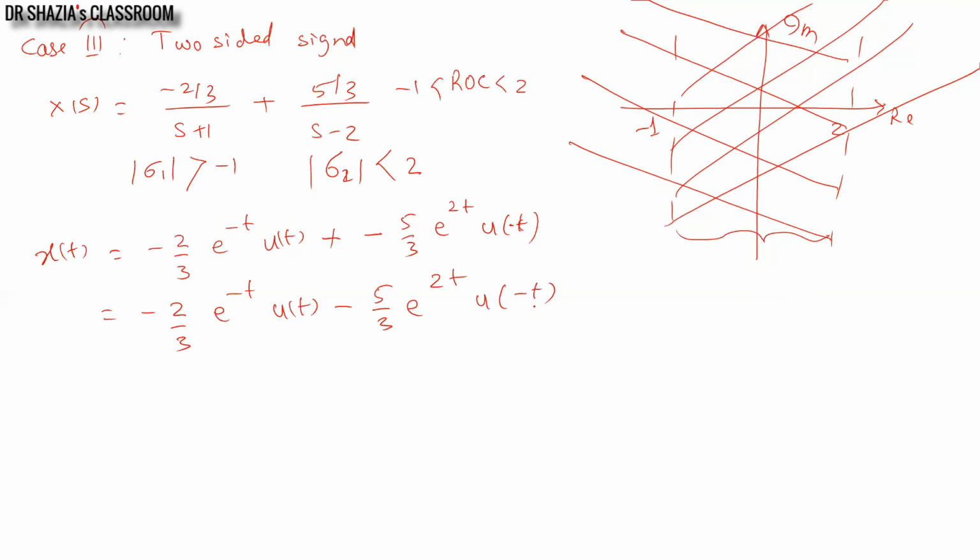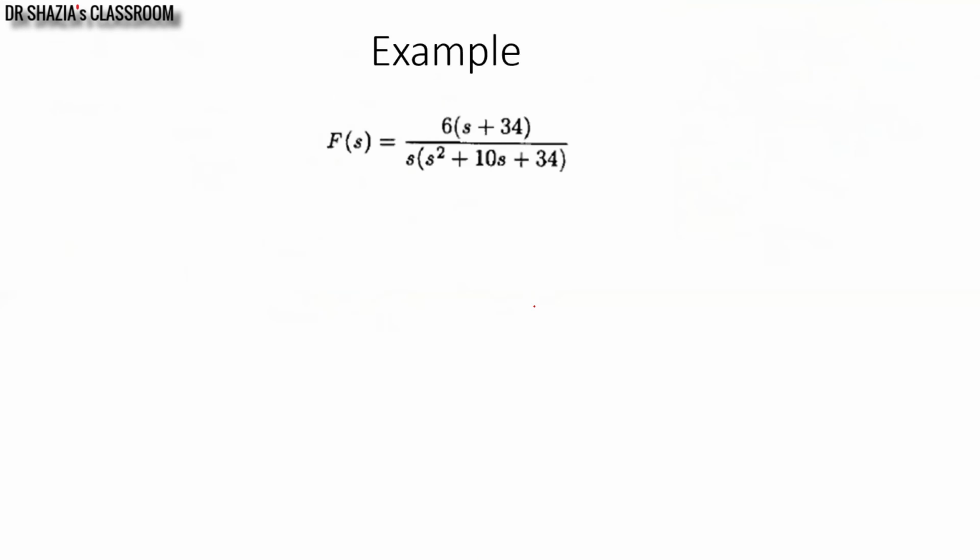These are the three cases possible for which X of s exists, because we know that for X of s to exist, it should have some ROC. In case 1, which is a left-sided sequence, my common ROC is less than -1. For a right-sided sequence, my common ROC is greater than 2. And for a two-sided sequence, my ROC is between -1 and 2. For the fourth combination, there is no common ROC, so X of s does not exist. Yes, hope this example is clear to all of you.